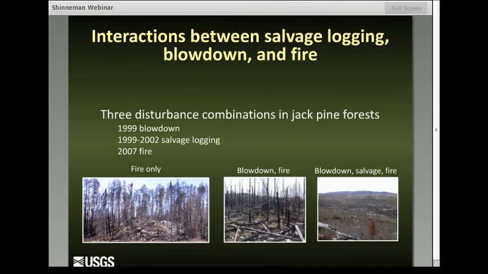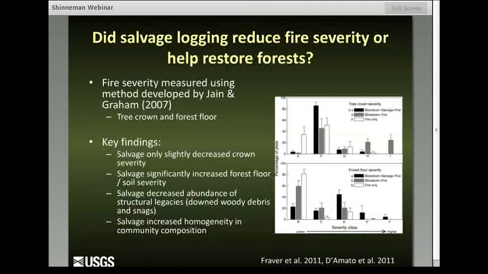So what we were able to do is look at at least three of those interactions in some of these events, just singularly, fire only, blowdown and fire, and then blowdown, salvage logging and fire. We used a method in the field to measure fire severity effects, a method developed by Teresa Jane and Graham that looked at severity effects measured both at the tree crown level, but also the forest floor level.